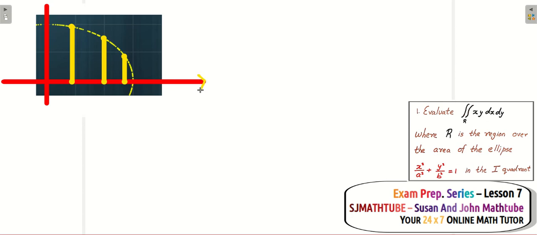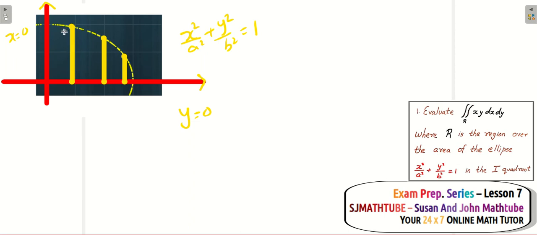So we have our x-axis and the y-axis and the first quadrant of the ellipse, and the equation of the ellipse is x square by a square plus y square by b square equal to 1. I want it to be very clear with the equation of the x-axis. The equation of the x-axis is y equal to 0, and the equation of the y-axis is x equal to 0. Anyway, let's start.